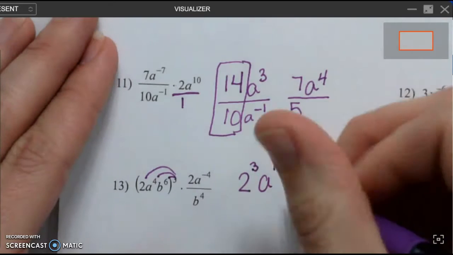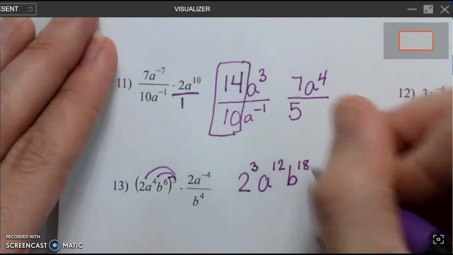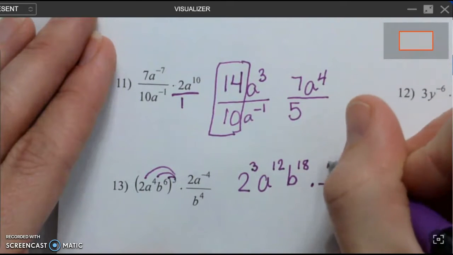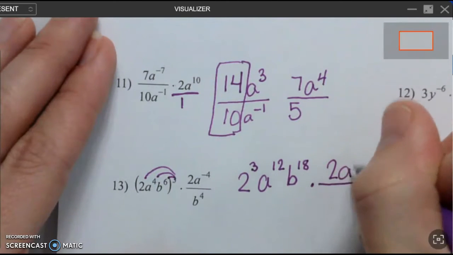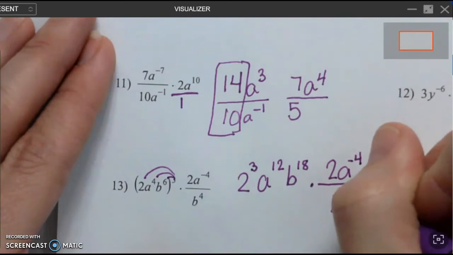a to the 12, b to the 18. Now, before I do anything with that, I'm going to go ahead and just rewrite 2a to the negative 4 and then b to the 4th. I'm just rewriting that.